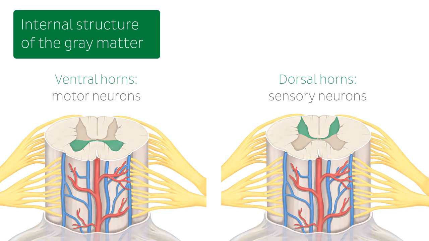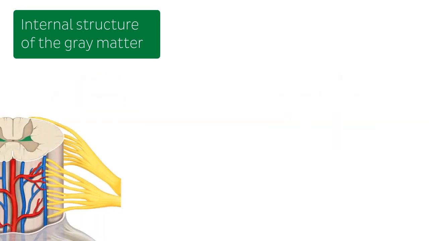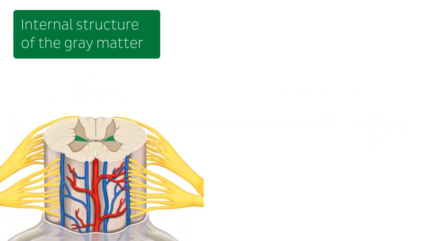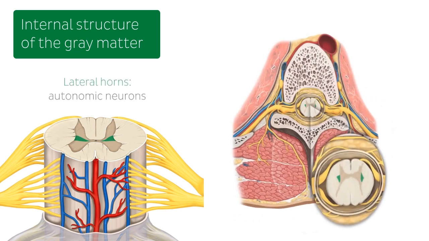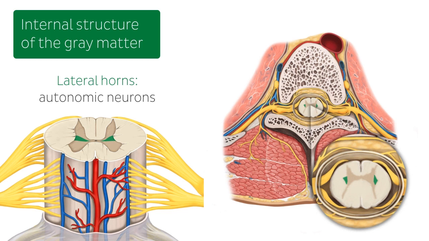Finally, between the two wings, we can see this portion of grey matter that is called the intermediate grey matter. In the thoracolumbar region, the intermediate grey matter projects two small horns, the lateral horns of the grey matter, that are clearly seen in this image. These horns contain autonomic neurons that innervate the visceral and pelvic organs.